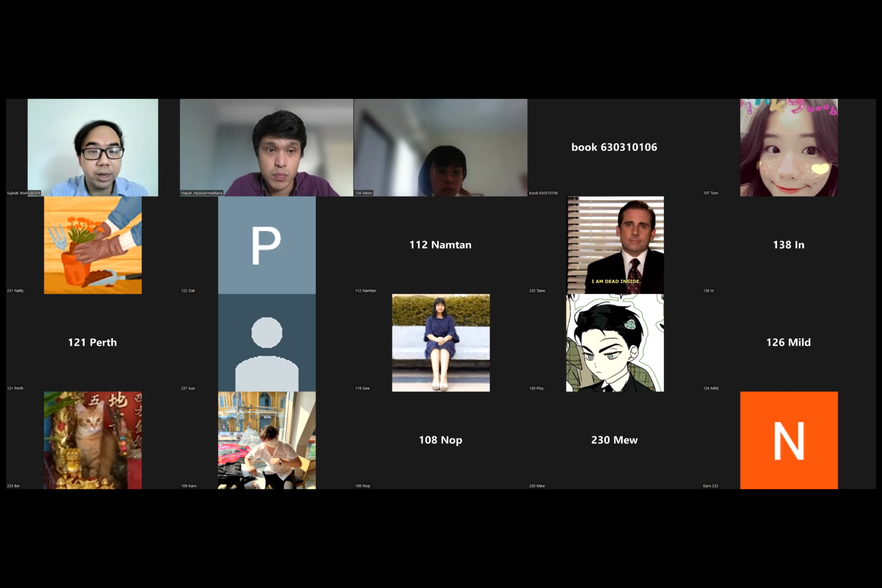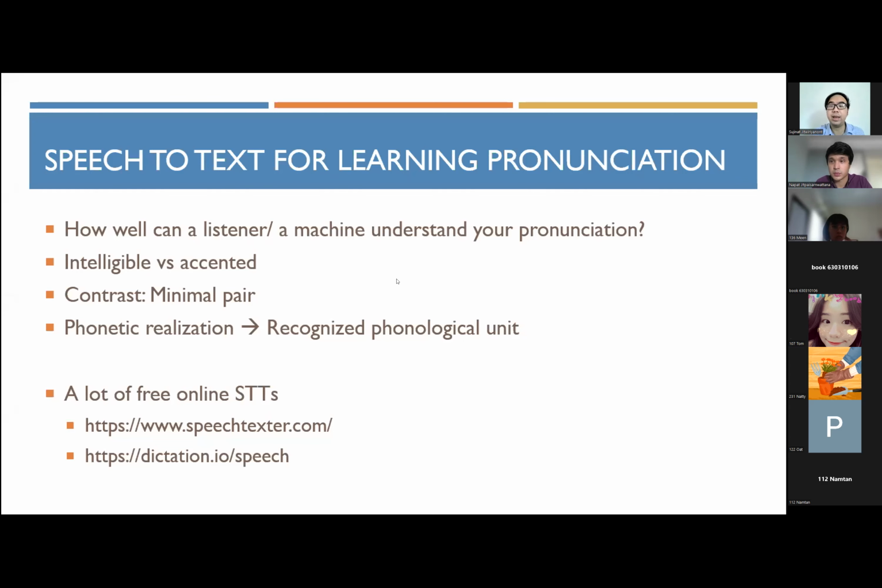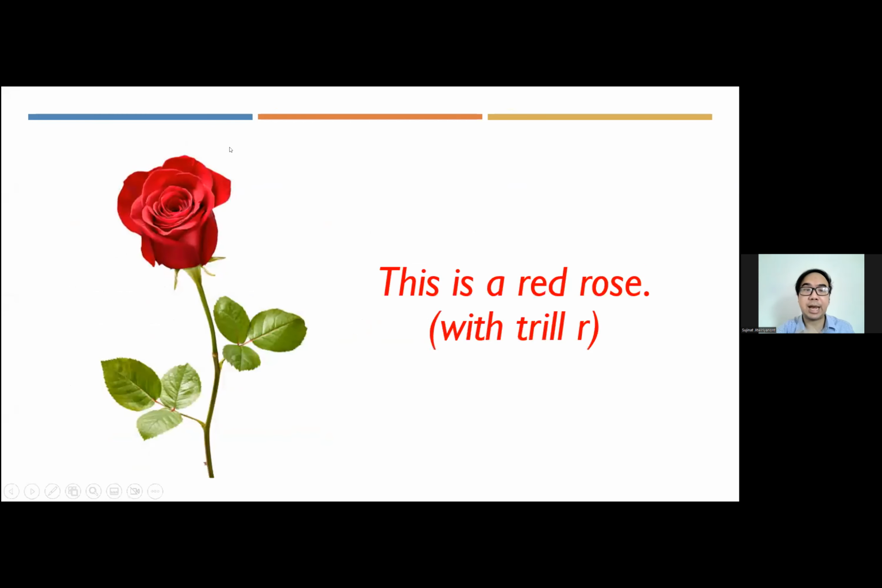So I want you to investigate this technology. This is a very good example. This is a red rose. When I was young, I was taught that I have to say, this is a red rose.